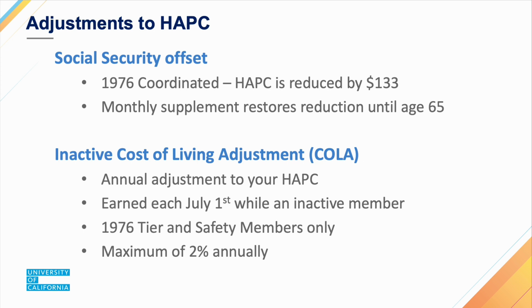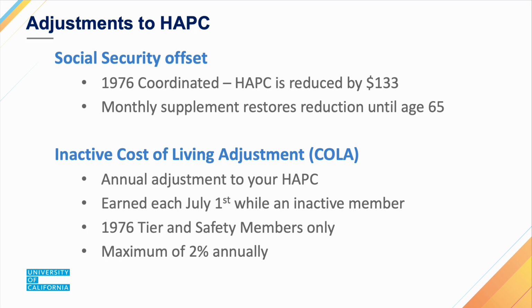For those of you in the 1976 tier and safety members, you may be eligible for an inactive cost of living adjustment, or inactive COLA. As previously mentioned, if you separate from UC employment and are vested, your HAPC will earn an inactive COLA each July 1 after you've had a break in service of at least 1 day. And this COLA is earned on the HAPC and will increase your benefit when you retire. So for example, if you were separated at age 45 and retire at age 60, your HAPC could have earned an inactive COLA each July 1 since you've left.